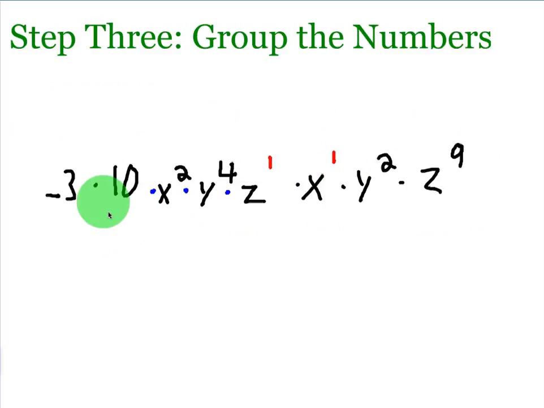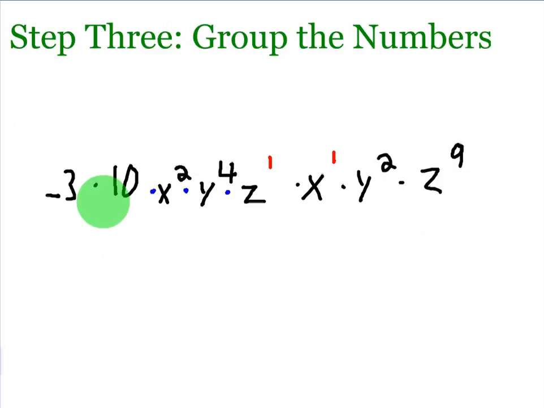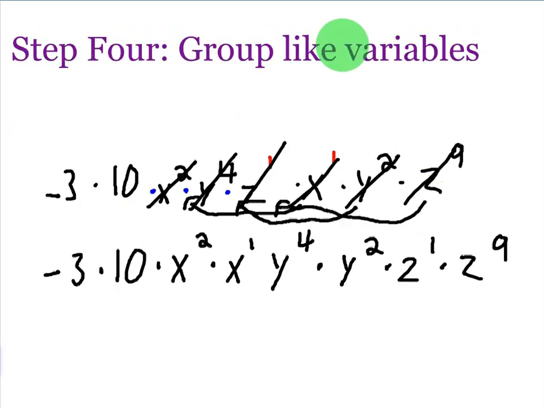All right, that's fair. Next step is going to be grouping the like variables. So basically, we're going to put the x's together, x squared, x to the first. We're going to put the y's together, y to the fourth, y squared. We're going to put the z's together, z to the first, z to the ninth. It's going to look like this. Okay, there's the x's, y's, and z's. And you can see why we do that, because now it's going to be really easy to multiply all this stuff together.